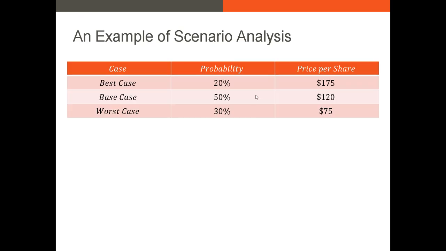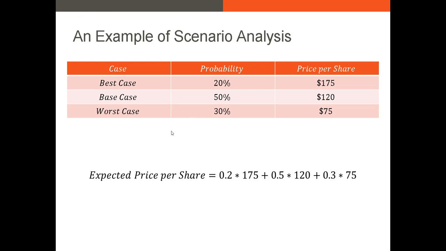What we can do is take those probabilities and our intrinsic price per share and multiply the probabilities times the price per share, and what we'll get is an expected price per share. So 20% times 175 plus 50% times 120 plus 30% times 75 gives us an expected price per share of $117.50.